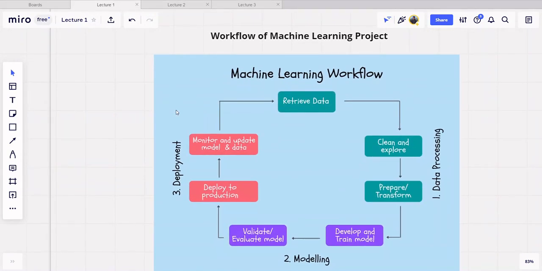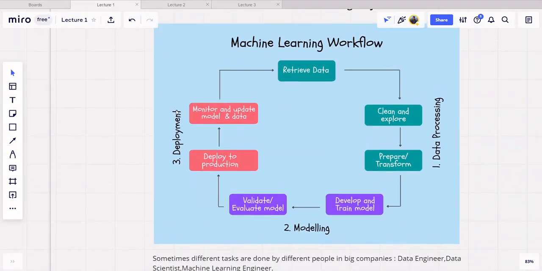The workflow of a machine learning project is, the first thing is, we need data. For any machine learning or deep learning project, we'll need data, and it would be very good to have as much data as we need.